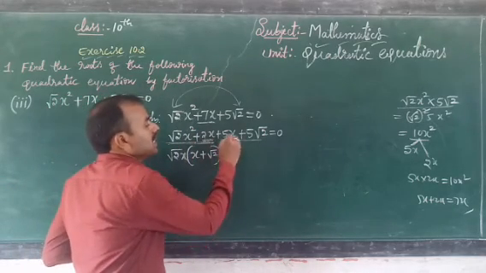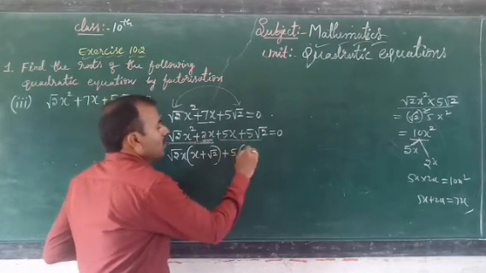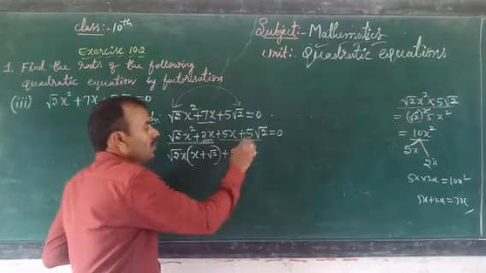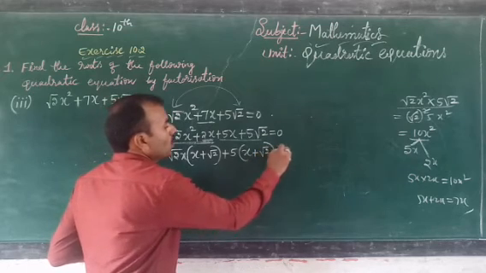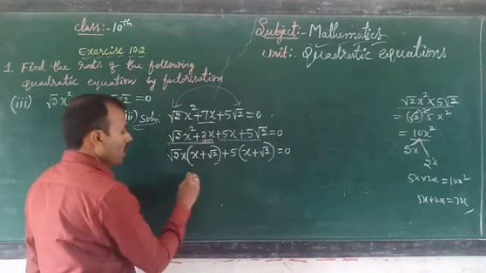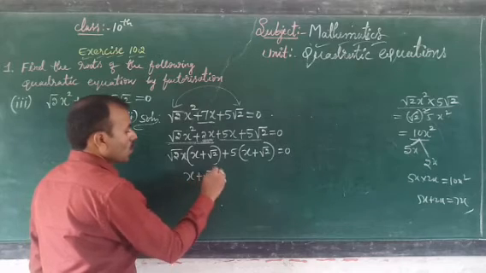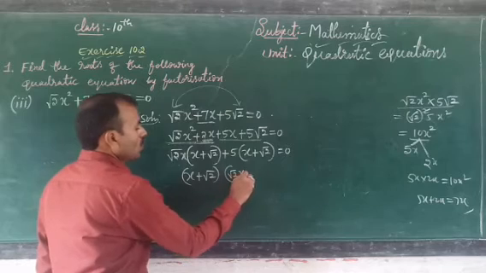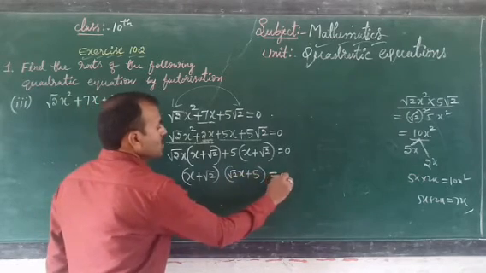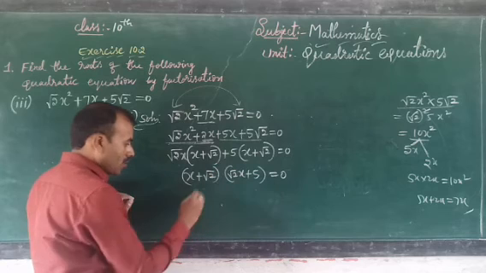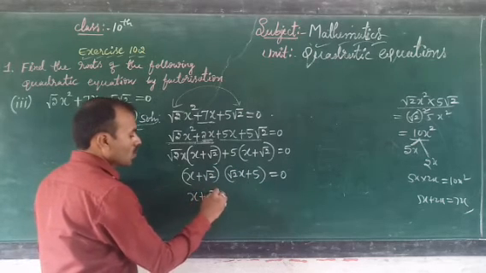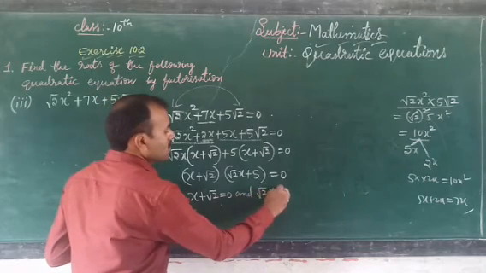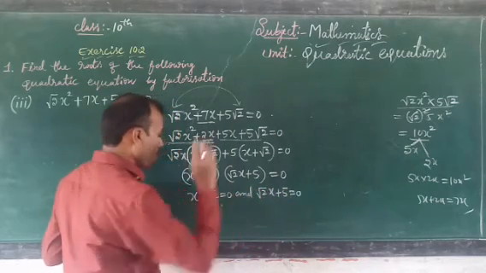Here the common factor is 5. Here remaining term x, and the common factor 5 already went outside the bracket. Remaining term is root 2. Inside the bracket x plus root 2, into the common factor outside the bracket, root 2x plus 5 equals 0. Each term is equal to 0. x plus root 2 equals 0 and root 2x plus 5 equals 0.